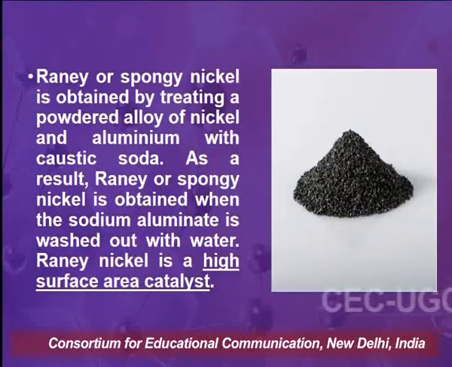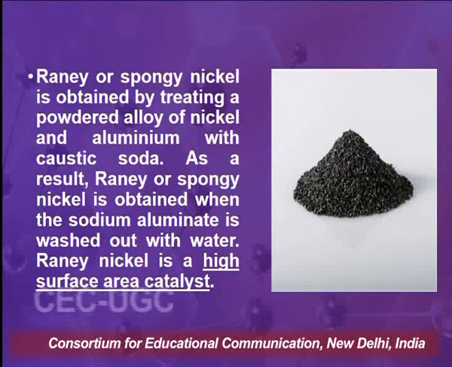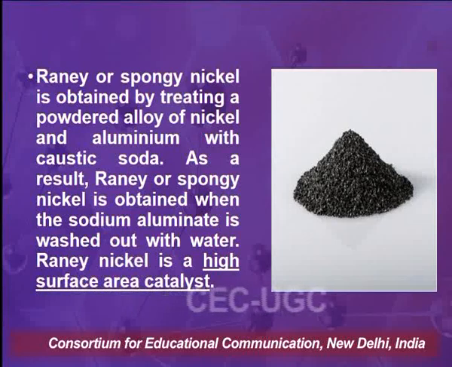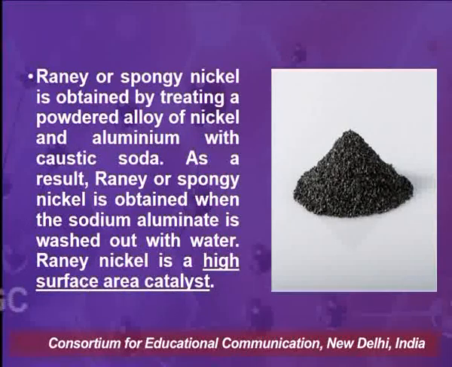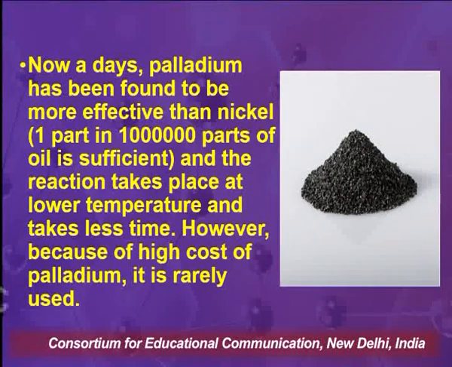Raney or spongy nickel is obtained by treating a powdered alloy of nickel and aluminium with caustic soda. As a result, Raney or spongy nickel is obtained when the sodium aluminate is washed out with water. Raney nickel is a high surface area catalyst. Nowadays, palladium has been found to be more effective than nickel as a catalyst, and the reaction takes place at lower temperature and takes less time. But because of the high cost of palladium, it is rarely used.